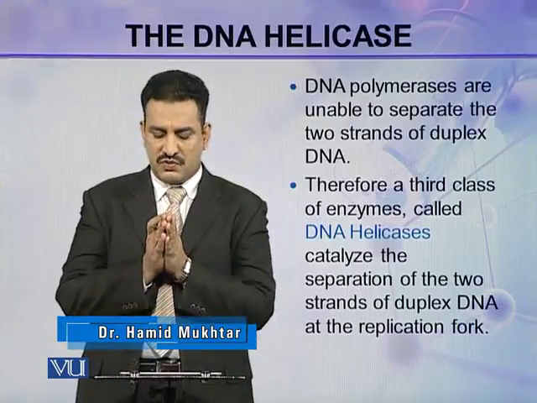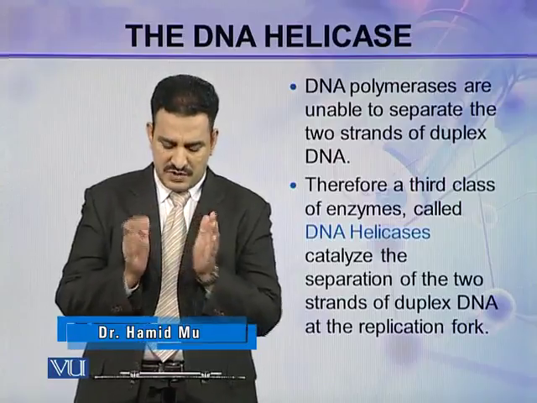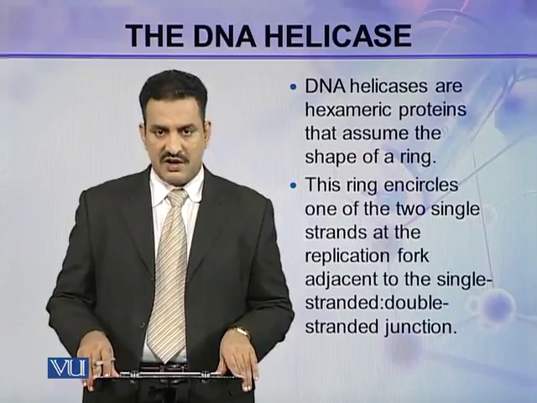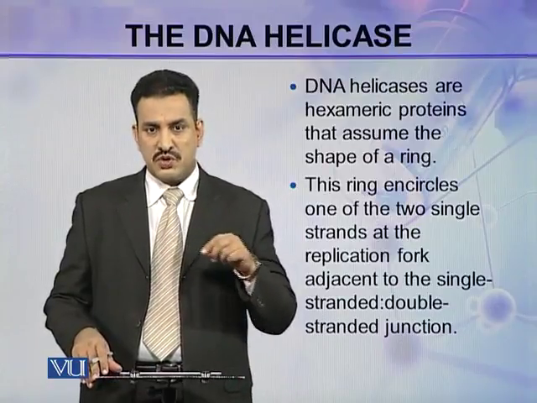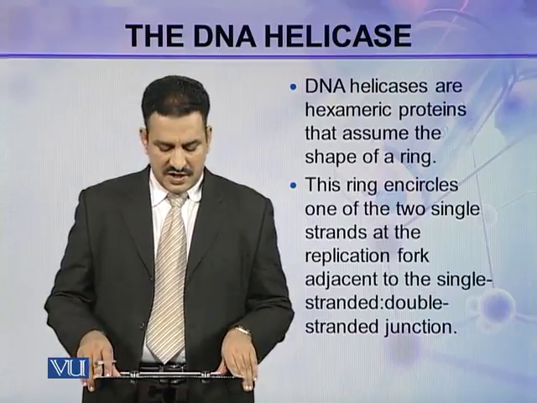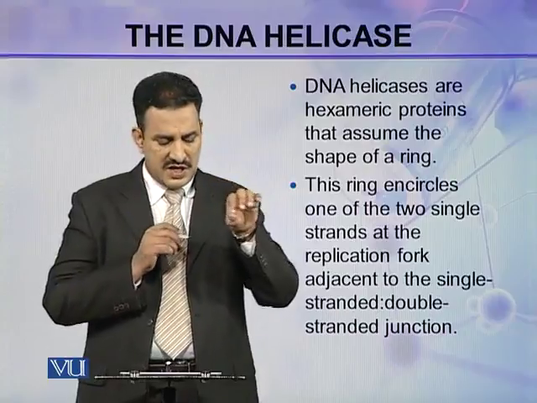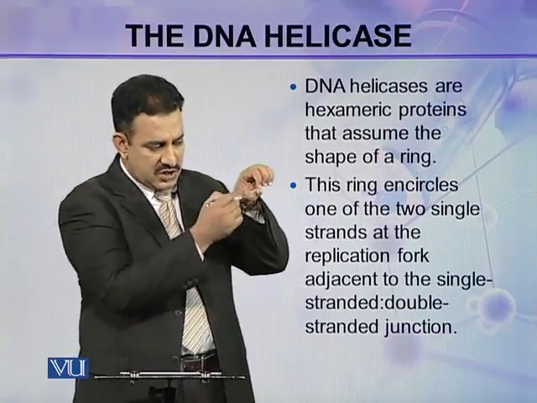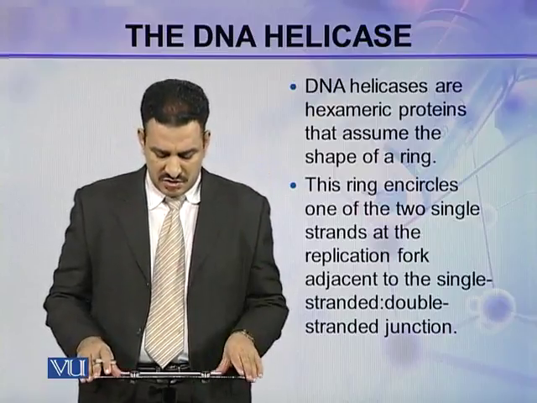So at the replication fork, DNA helicases are present which open up the strands. DNA helicases are hexameric proteins. That is, they contain 6 subunits that assume the shape of a ring. So this DNA helicase is in the form of a ring, and 6 subunits are present in this ring.